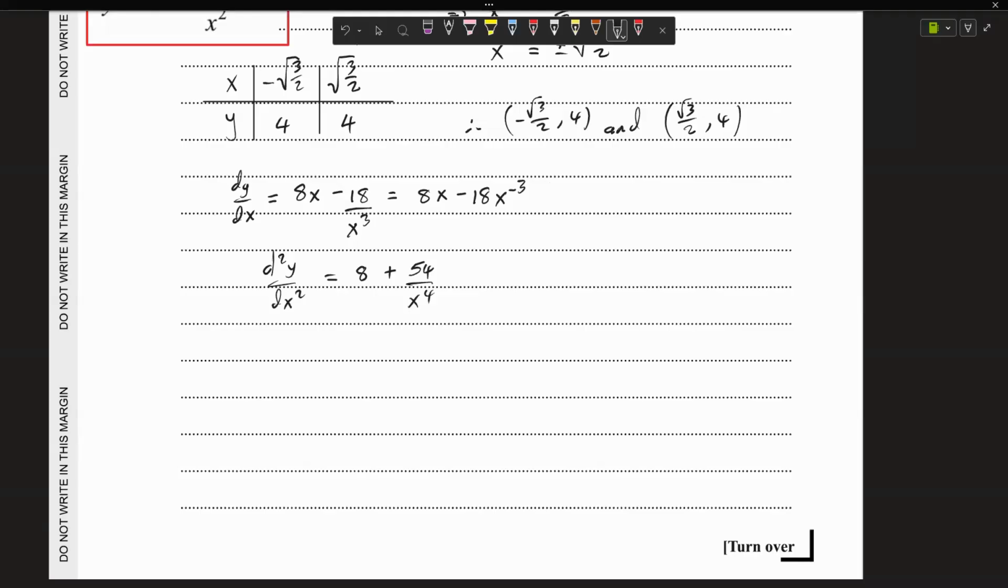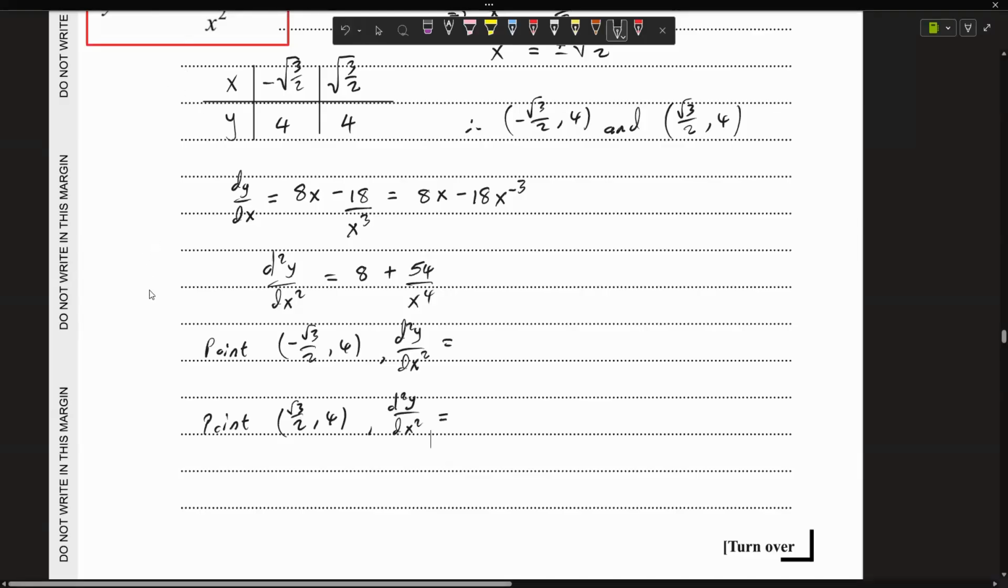All right, or let's put it this way. The point negative root 3 over 2 and 4, we need to figure out what d squared y by dx squared is. And also at the point root 3 over 2 and 4, d squared y by dx squared is what?